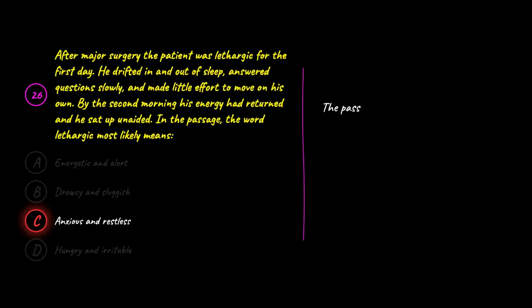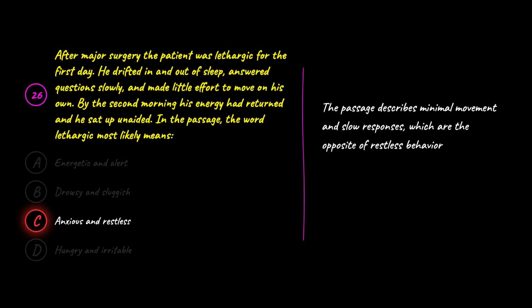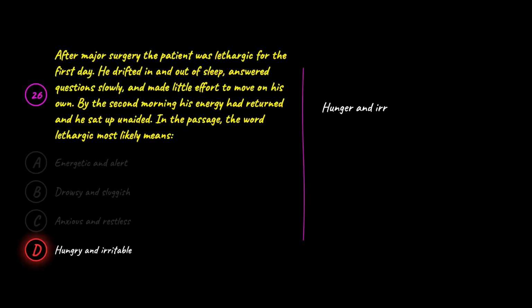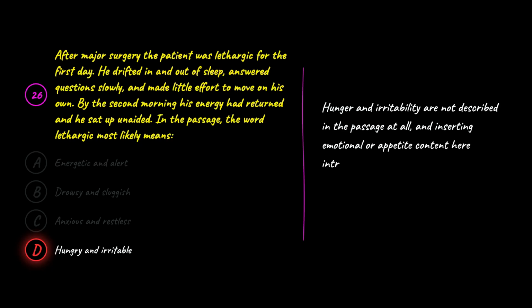C is wrong because the passage describes minimal movement and slow responses, which are the opposite of restless behavior. So anxious and restless would not match the body language the writer is depicting on the first day. D is wrong because hunger and irritability are not described in the passage at all, and inserting emotional or appetite content here introduces meaning the surrounding context never supports for the targeted word in the brief excerpt given.